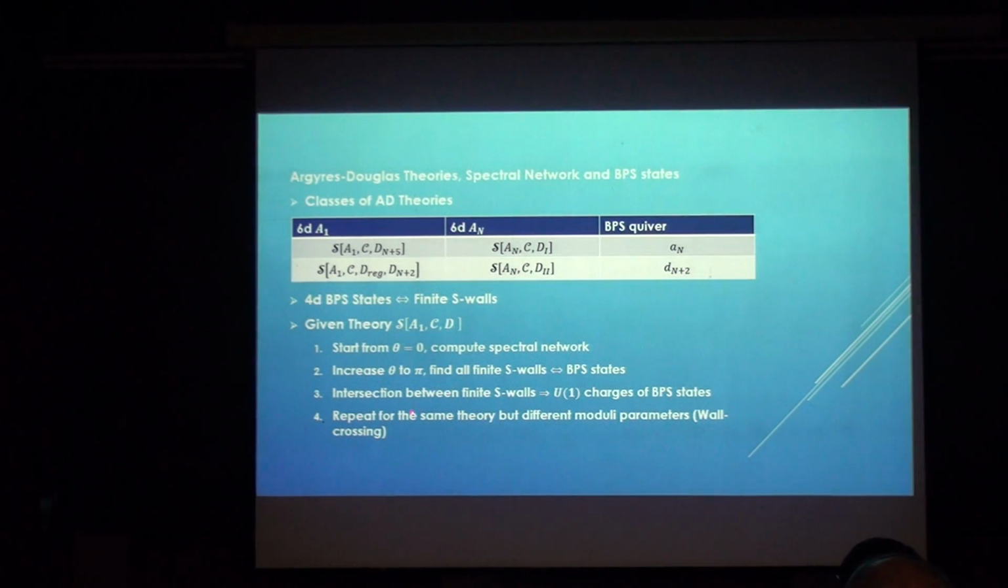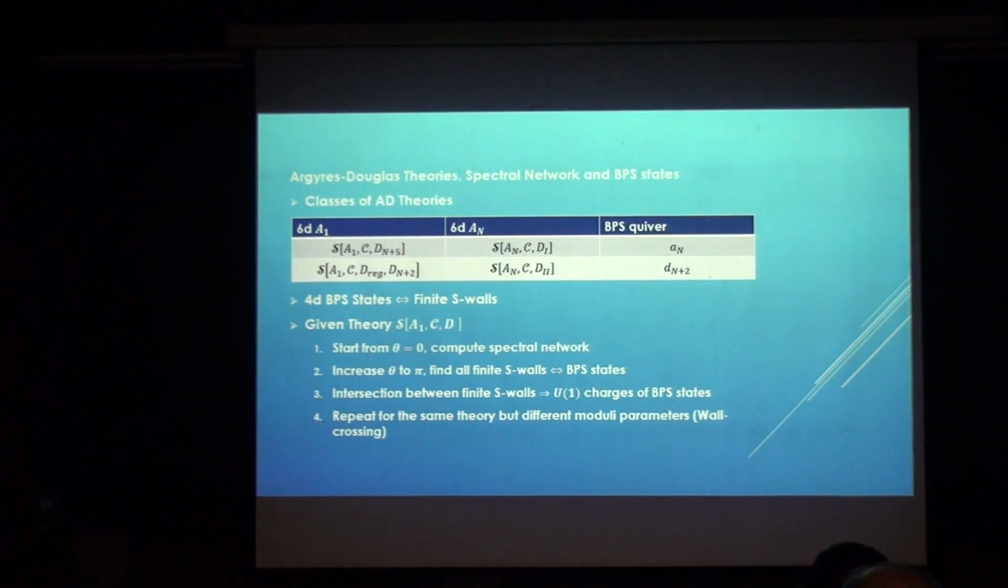And during this scan from 0 to pi, we find some finite S-walls. That means we find the BPS states for this theory. And the intersections between finite S-walls give you the U(1) charge of the BPS states. So we repeat the same theory for different moduli space. We could find at some point the number of BPS states jumps. So we call this a wall crossing phenomenon.